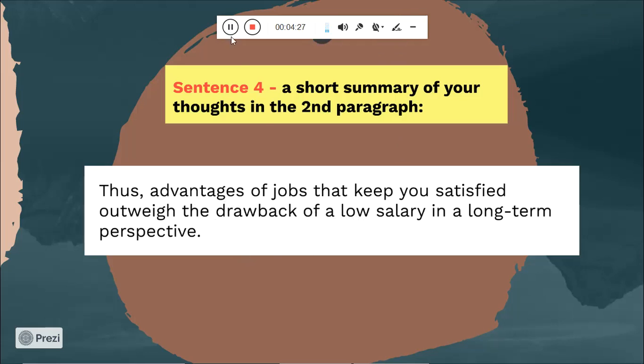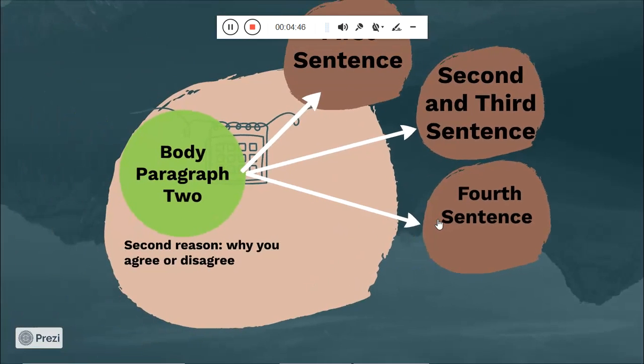So if you don't know what to choose, and you've got some advantages of the thing and drawbacks, if the advantages of this thing outweigh the drawbacks, you can choose it. This is the fourth sentence, or the last sentence, in our paragraph. We may add some sentences to these paragraphs, like giving examples.